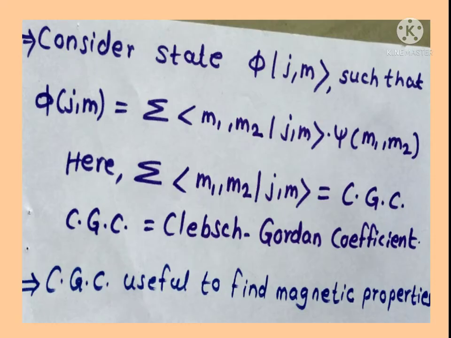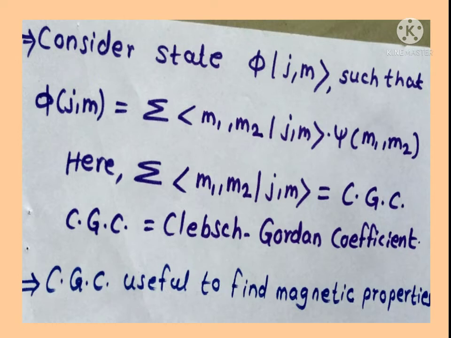Now we see how the Clebsch-Gordan coefficients, that is CGC, are represented in Dirac notation. Consider a state phi of j m such that phi of j m is equal to the summation of bra m1 m2 over ket j m state into psi m1 m2. Here, this summation term is called the Clebsch-Gordan coefficient. It is useful to find magnetic properties.